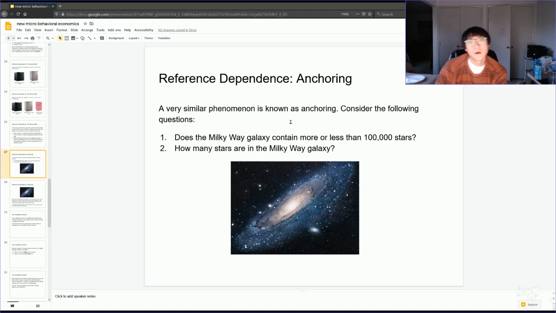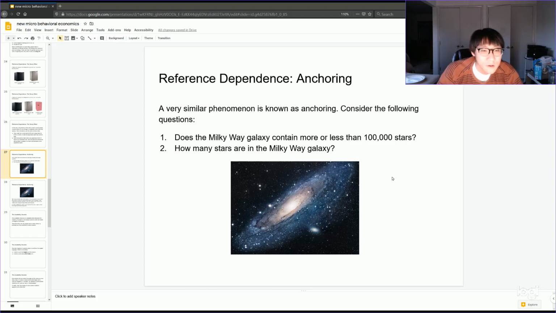Final example of reference dependence. This is known as anchoring. It's sort of a similar effect. So consider the following two questions. Think about the Milky Way galaxy. You've got a picture of it. Actually, technically, this is not the Milky Way. We're inside the Milky Way, so we could never get a picture like this. This is the Andromeda galaxy. But just picture some galaxy. As you know, galaxies are comprised of a large number of stars. So, question: does the Milky Way galaxy contain more or less than 100,000 stars?